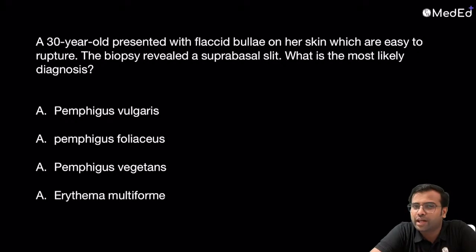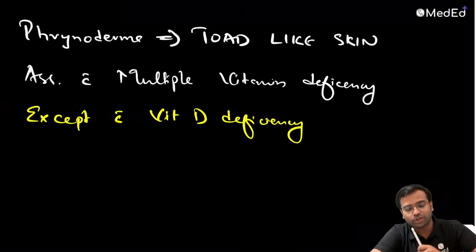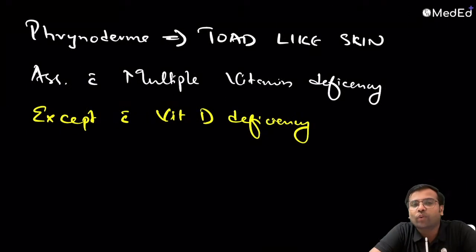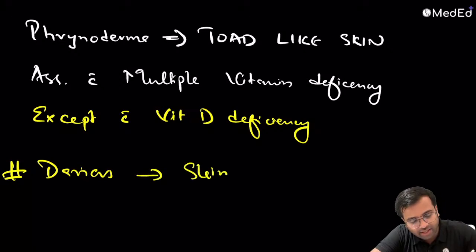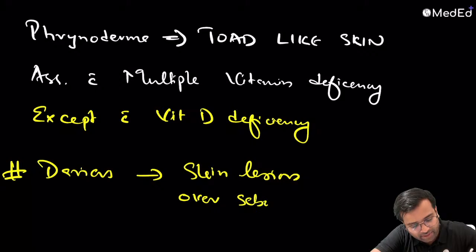I just wonder if you are able to answer this question, because since you said about Hailey disease, I told you that in Darier's, this is some different topic. So in Darier's, you can find the skin lesion over the seborrheic sites.